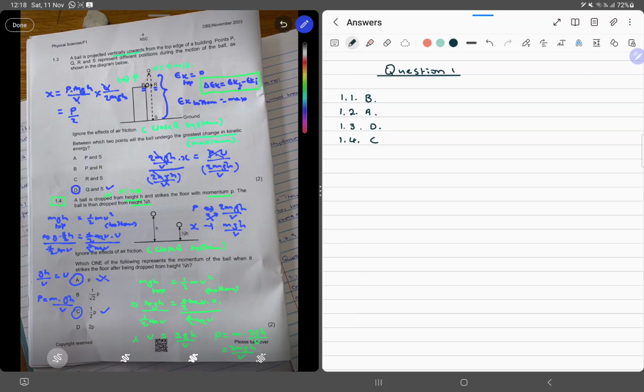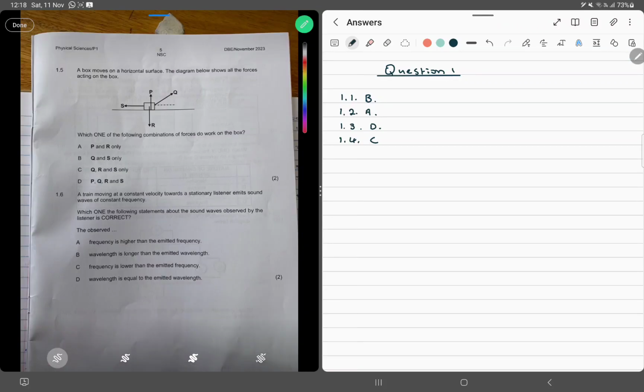So we're getting C, which is going to be the half of that momentum. All right. So 1.5 says a box moves on a horizontal surface. The diagram below shows all the forces acting on the box. Okay. We've got force Q, P, which is the normal force, by the way. And then we've got R, which is going to be Fg.